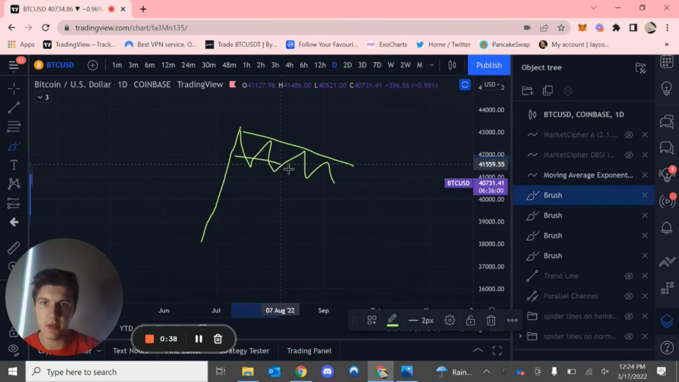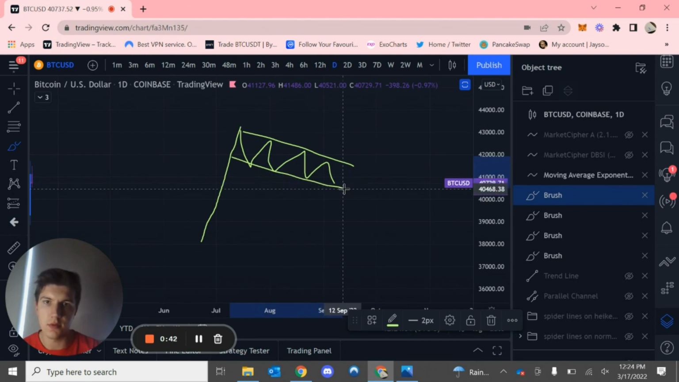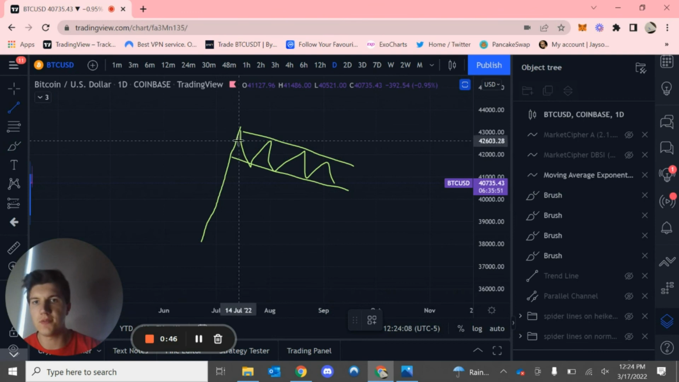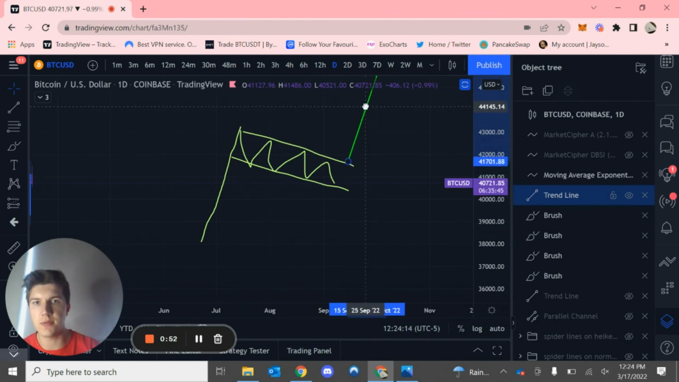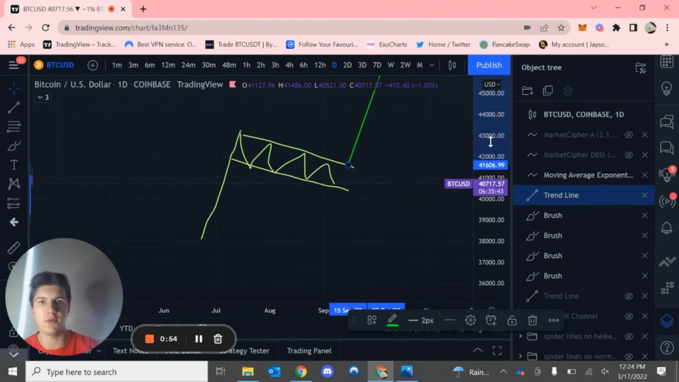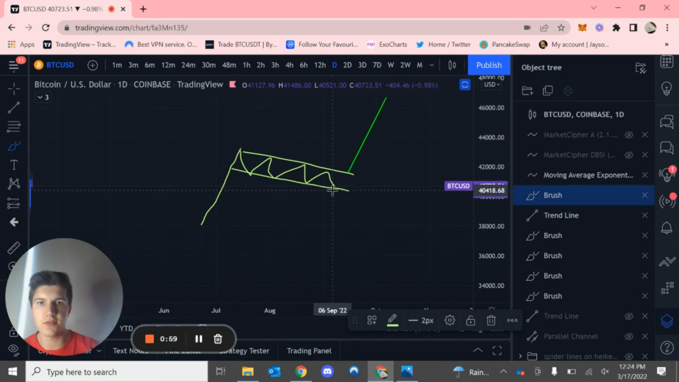Let me redraw that. Oh my gosh, I can't draw it today. So, and then do that. And then here, what's different is you'll just take your pole and then set it for the top of the triangle, and this will be your final take profit.